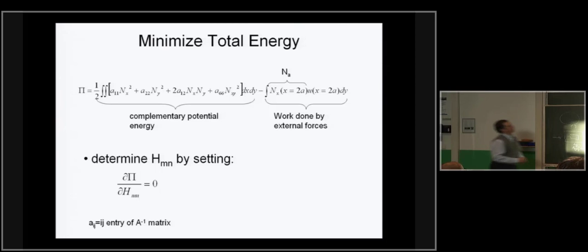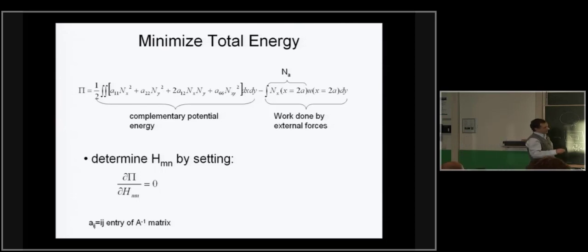The energy, as I just said before, the complementary energy is this term, but we also have the work done. The work done is force times displacement, work done by external forces, which means I need to calculate my displacement at x equals 2a, and I know my nx at x equals 2a because that's my applied N_A. So there's one extra step here.